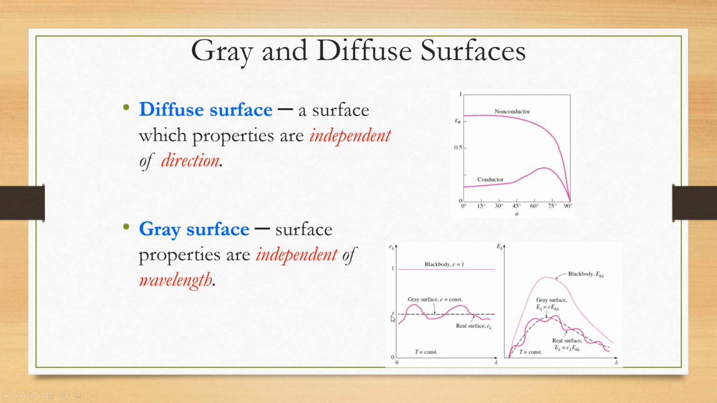Do not confuse this emissivity with the effectiveness. When you are calculating radiation or radiative energy, this epsilon means emissivity. When you are calculating using the NTU method, this epsilon represents the effectiveness. It is totally different, and you have to differentiate between emissivity and effectiveness. Both are covered in different chapters.